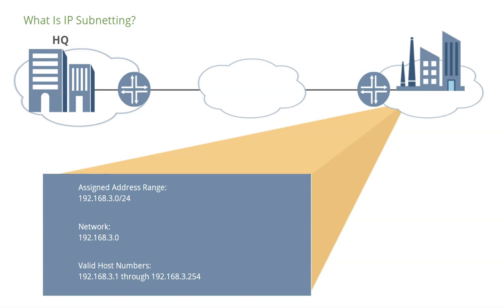This CIDR notation, also known as a CIDR block, represents the address range 192.168.3.0 through 192.168.3.255. So, you can use IP addresses for hosts starting at 192.168.3.1 and ending with 192.168.3.254. With the current 24-bit mask, you have one network, 192.168.3.0, with 254 hosts.